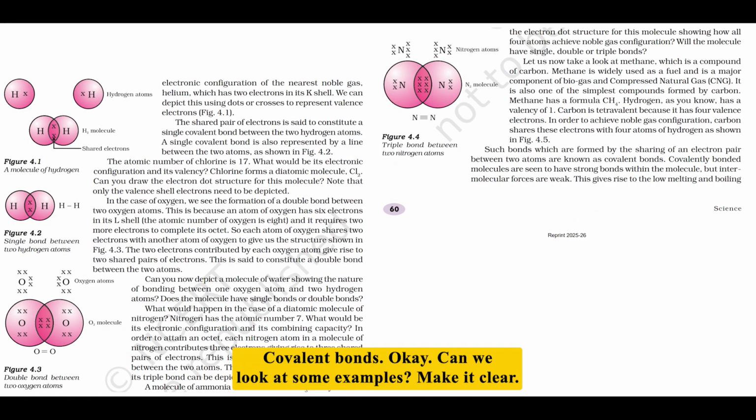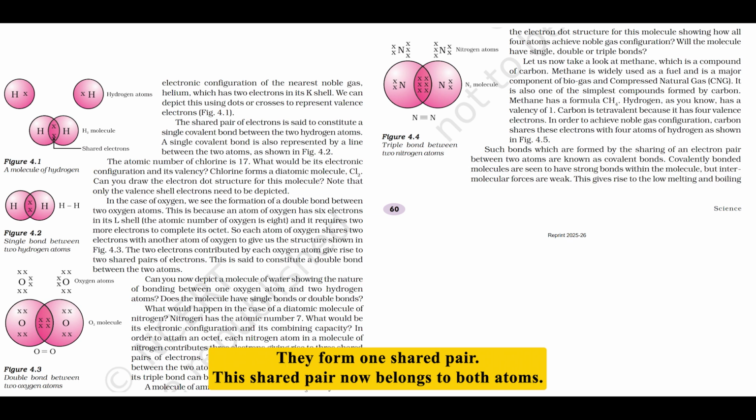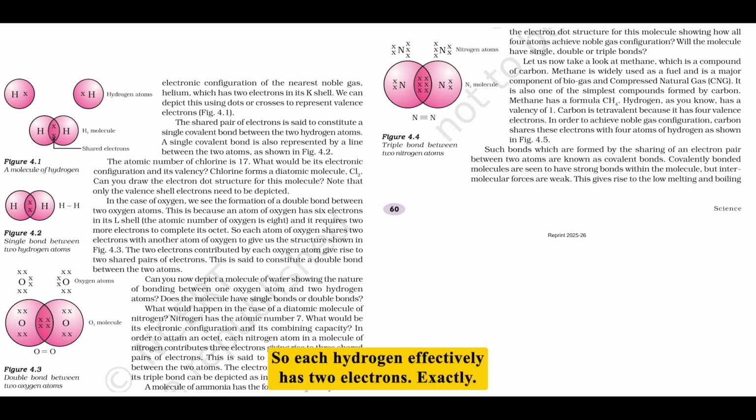Covalent bonds. Okay, can we look at some examples? Make it clear. Absolutely. Let's take it step by step with simple molecules you definitely know. Think of each shared pair of electrons as a bond, like a link holding the atoms together. Okay. First, hydrogen gas, H2. Simplest element. Atomic number 1, so just 1 electron. It needs 1 more to fill its first shell, like helium. Right. So 2 hydrogen atoms come close, and each shares its single electron with the other. They form 1 shared pair. This shared pair now belongs to both atoms. So each hydrogen effectively has 2 electrons. Exactly. Each achieves the stable helium configuration. We represent this single shared pair, this single covalent bond, with a single line, H-H.